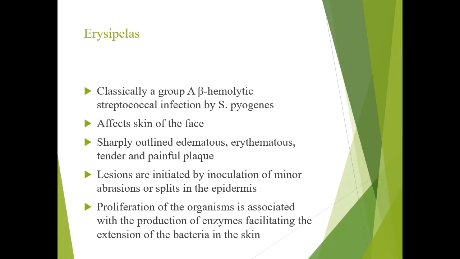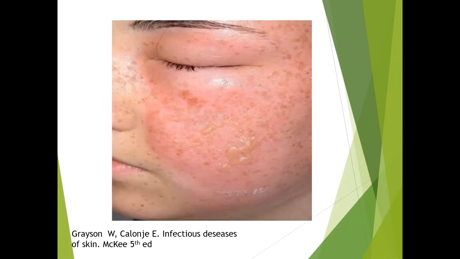Erysipelas is classically a group A beta hemolytic streptococcal infection caused by Streptococcus pyogenes. They usually affect skin of the face, where sharply outlined edematous, erythematous, tender and painful plaques will be seen. Lesions are initiated by inoculation of minor abrasions or splits in the epidermis. Proliferation of the organism is associated with the production of enzymes facilitating the extension of bacteria in the skin. This is one of the pictures.